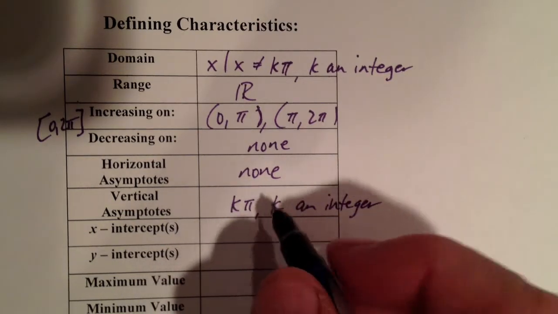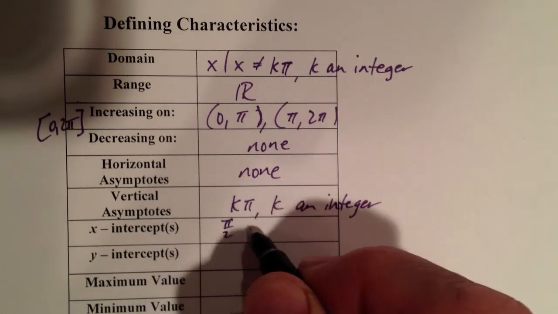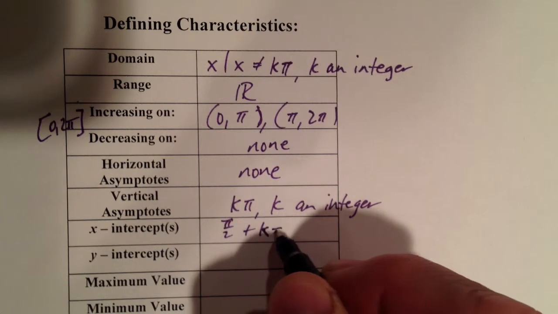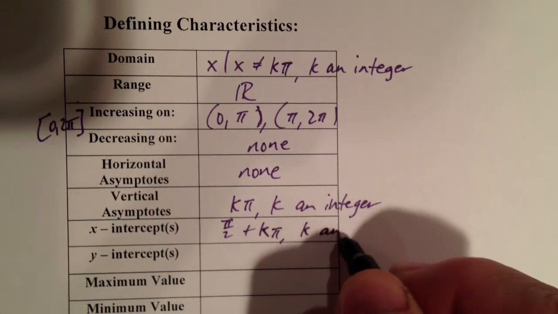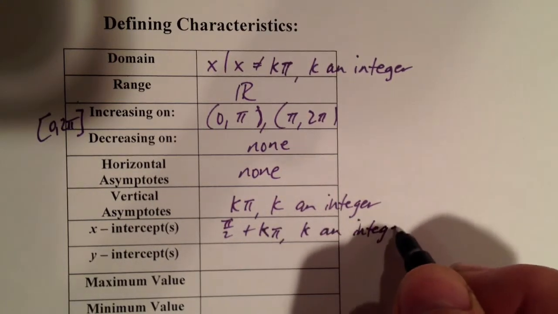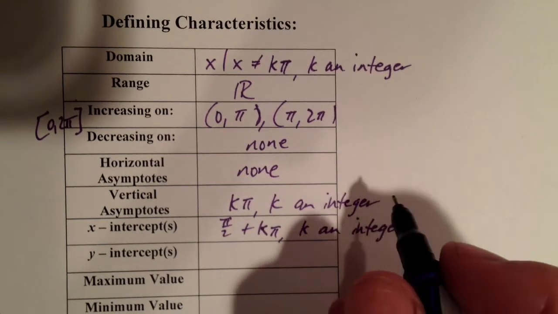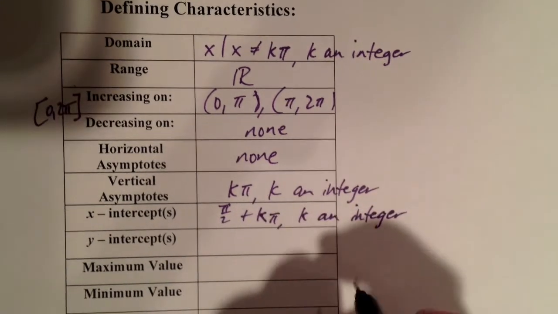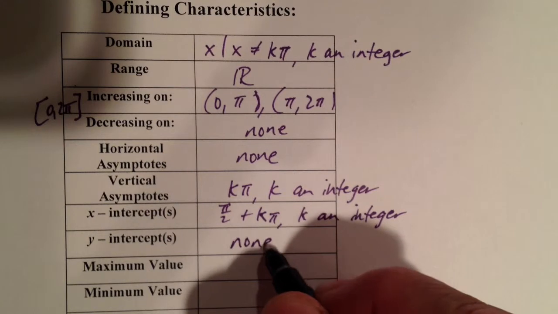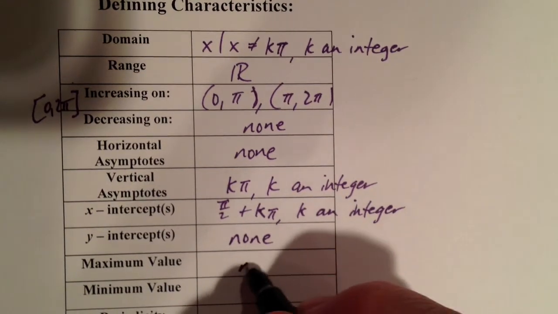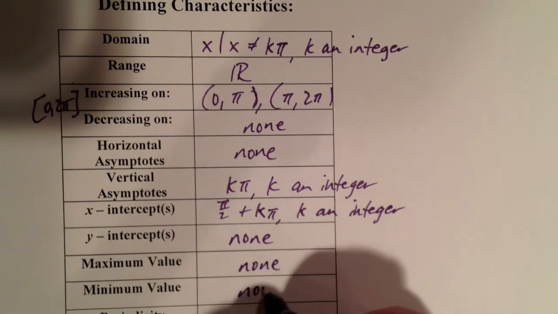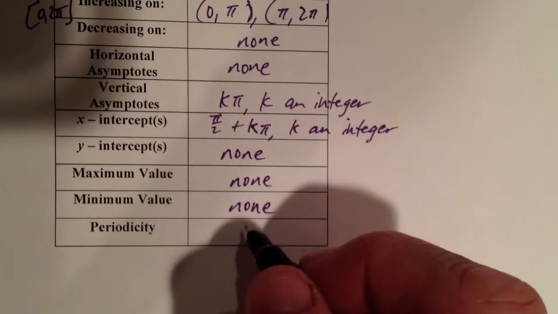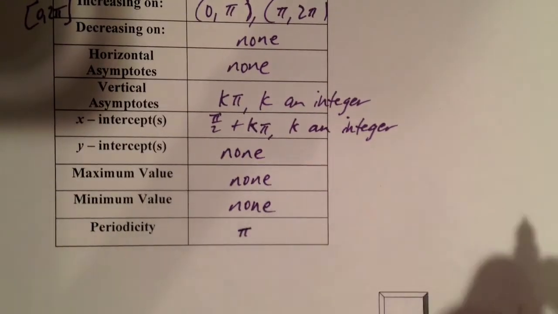X-intercepts, we have pi over 2 plus k times pi, where k is an integer. The y-intercepts, well, in this particular function, we have no y-intercept. That's okay. We have no max, and we have no min. And again, we have a period of pi. This function repeats itself every pi radians.